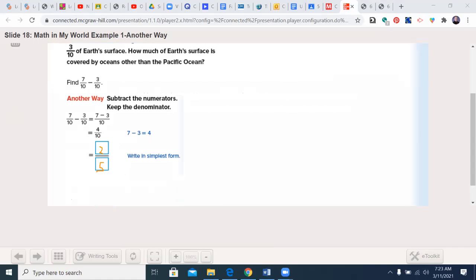Go ahead, write that in. And then turn to the top of page 626 already. Can you believe that? This year is just flying. All right, I'm going to go ahead and clear those drawings.